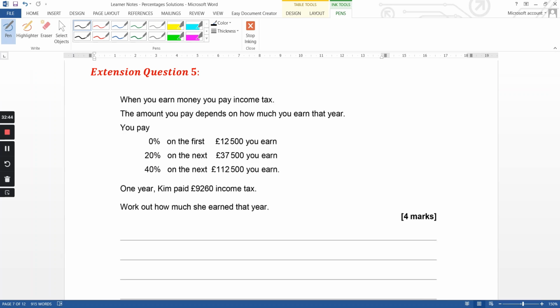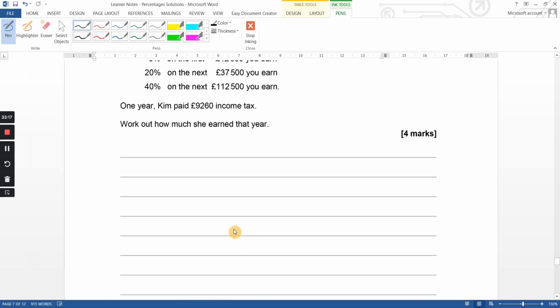Extension question 5. When you earn money, you pay income tax. The amount you pay depends on how much you earn that year. You pay 0% on the first 12,500 you earn, 20% on the next 37,500 you earn, 40% on the next 112,500 you earn. One year, Kim paid £9,260 income tax. Work out how much she earned that year. 4 marks for this.